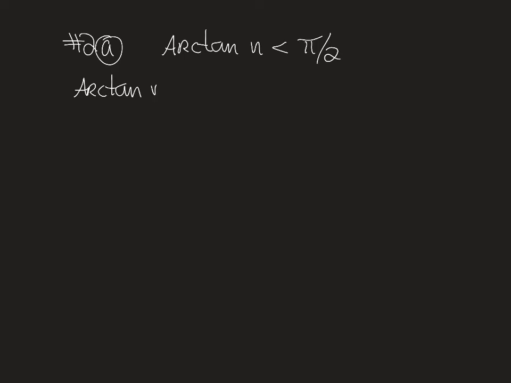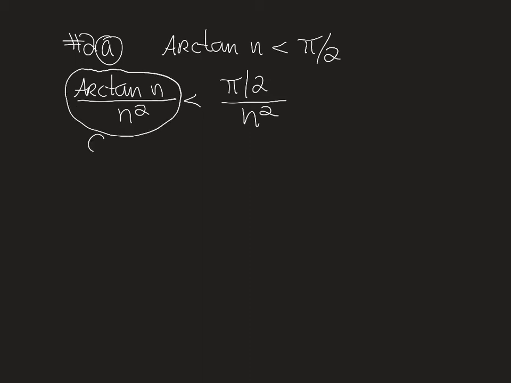So now we can answer question 2a. Question 2a says we have a series from 1 to infinity of arctan of n over n squared. So we know that arctan of n is less than pi over 2 from the graph. If we divide both sides by n squared, we have this inequality. Arctan of n over n squared is less than pi over 2 over n squared. So we're going to call arctan of n over n squared our a sub n sequence, and we're going to call pi over 2 over n squared our b sub n sequence.